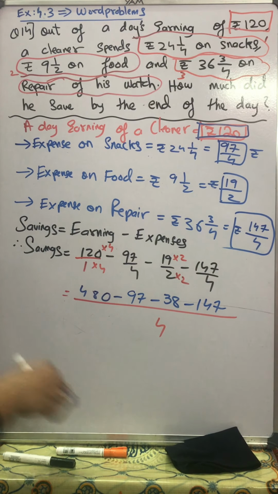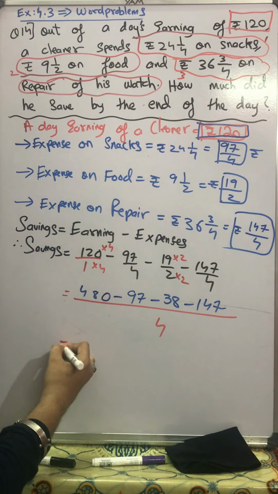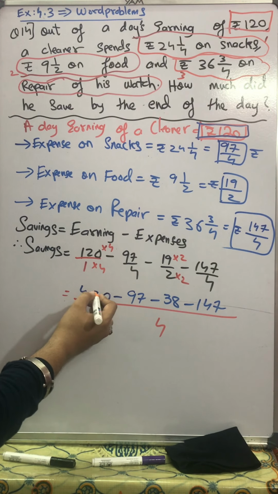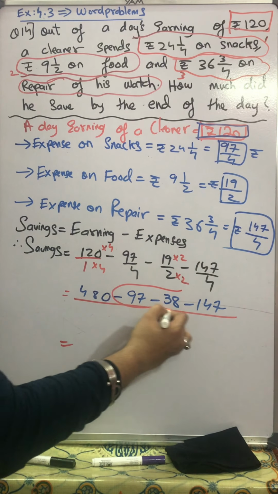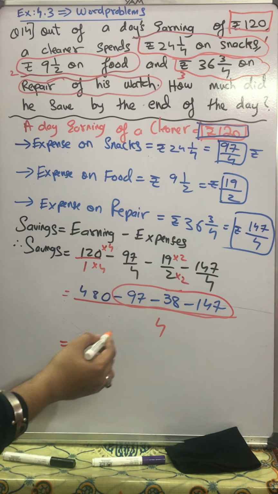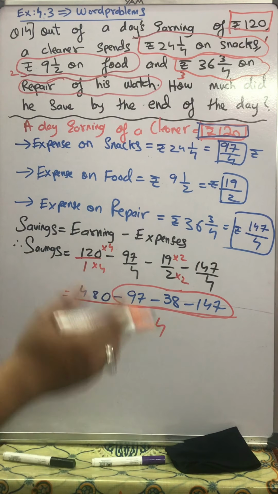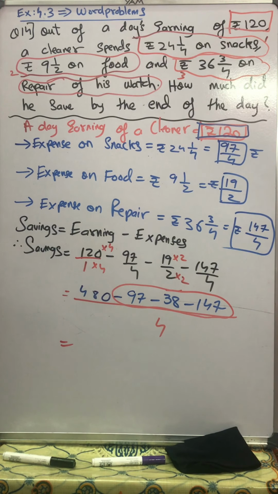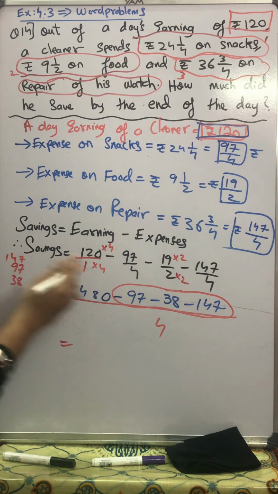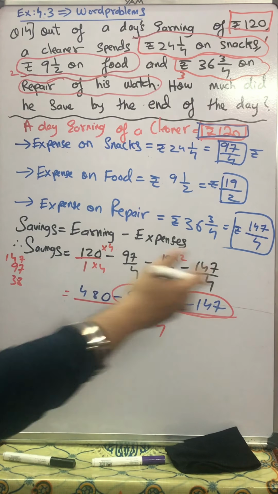Okay, great. Let's proceed. 480 is the only positive number and all these are negative numbers. So students, if all these are negative, minus becomes plus, but the sign of the bigger number is minus. So eventually we have to add all three numbers. In the rough work you can do it: 97, 38 and 147. You have to do it on the right hand side.